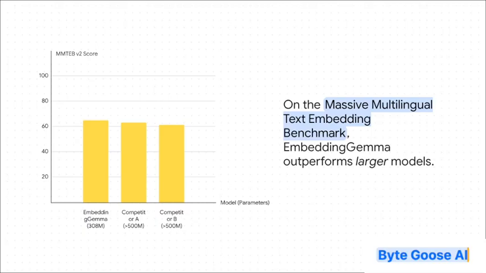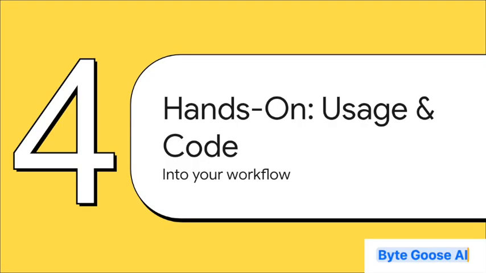And yeah, on the Massive Text Embedding Benchmark, EmbeddingGemma really punches above its weight class. It is the highest-ranking multilingual embedding model under 500 million parameters. It's outperforming larger comparable models. This isn't just a win on paper, it's a real-world demonstration of how a purpose-built, efficient architecture can deliver truly state-of-the-art results.